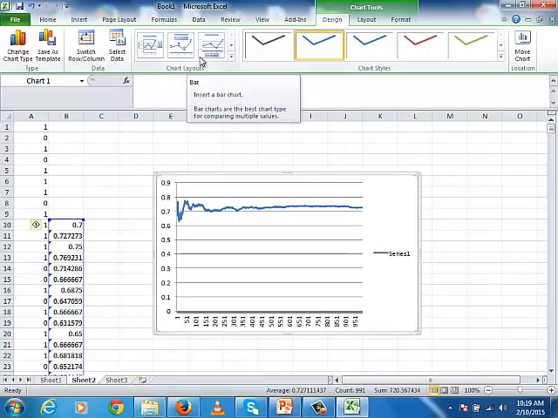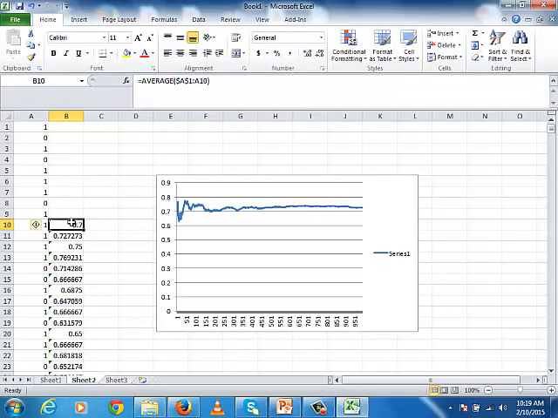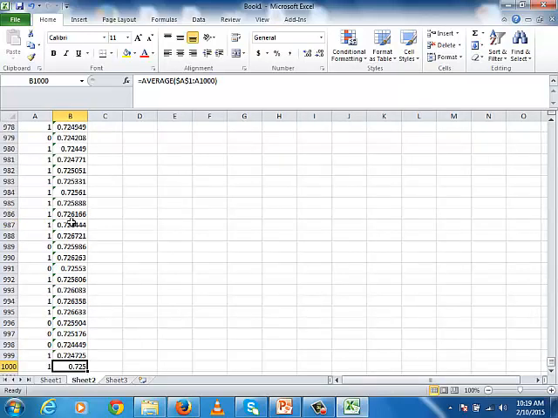So here you can see that the fluctuation is fairly heavy initially, and then it stabilizes closer to 72%. We can actually look at the numbers. If we find the average of the 1000 values, it will be 0.725. This is the 1000th value. So the value is 72.5%, that is 0.725. It never becomes exactly equal, it's always different, but it becomes closer and closer.